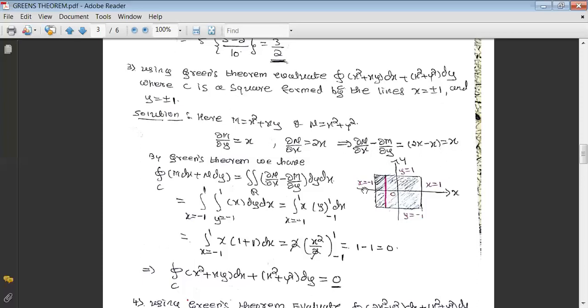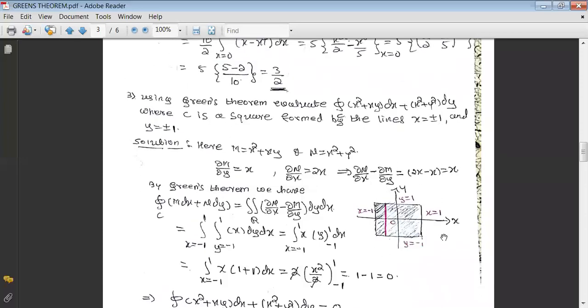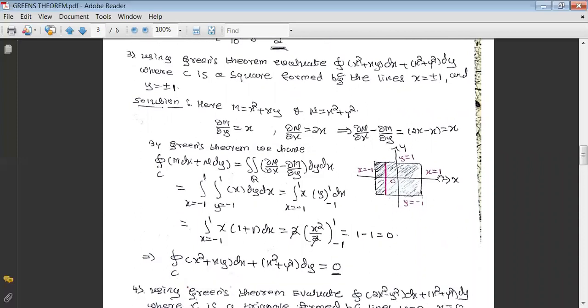Now first let us identify the closed region. They have given 4 lines. One is x equal to plus or minus 1, that is x equal to plus 1 and x equal to minus 1. These are the 2 lines. And y equal to plus 1 and y equal to minus 1. The shaded area will decide the boundaries of the closed region. Okay, now by Green's theorem we have the integration over the closed curve C, M dx plus N dy, equals the double integration over R of (partial N with respect to x minus partial M with respect to y) dy dx.